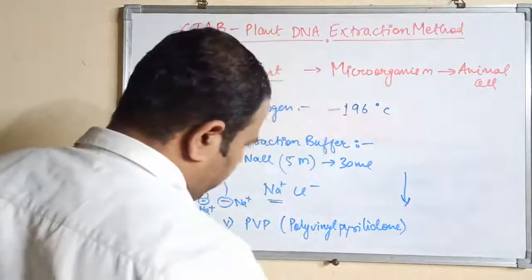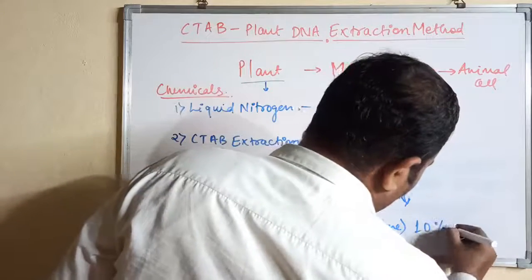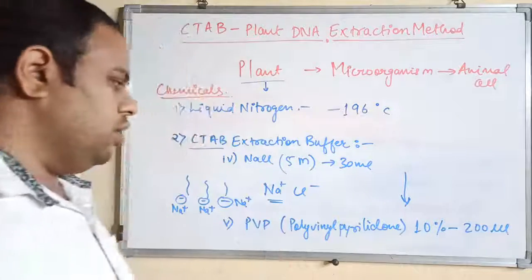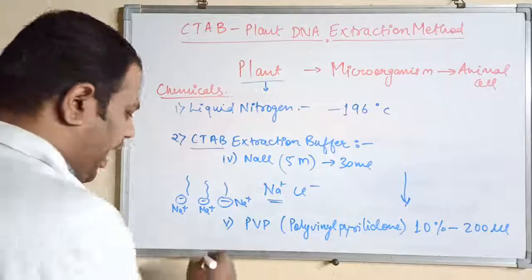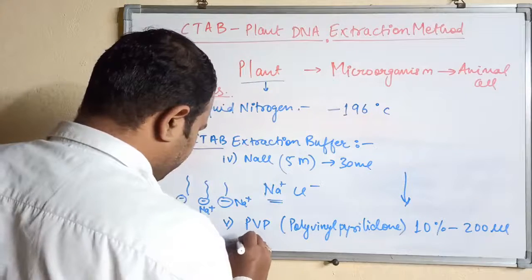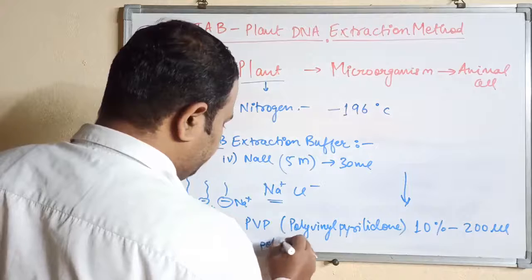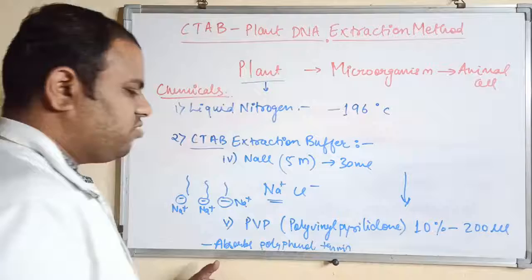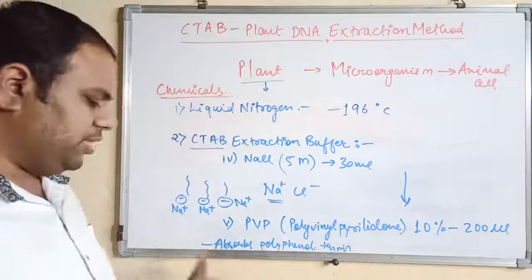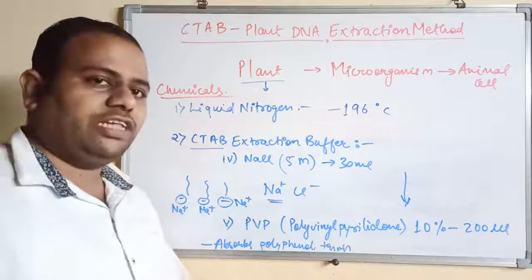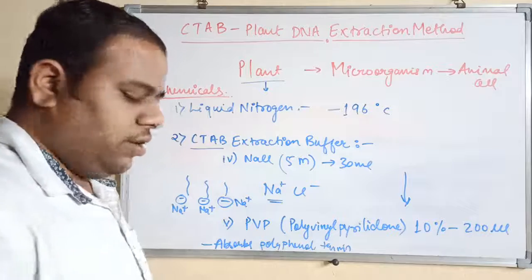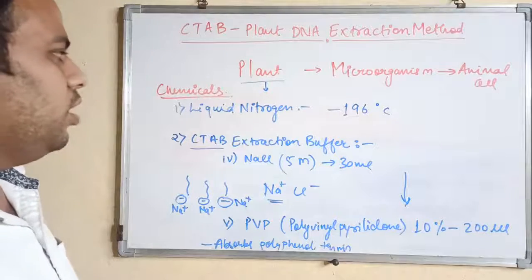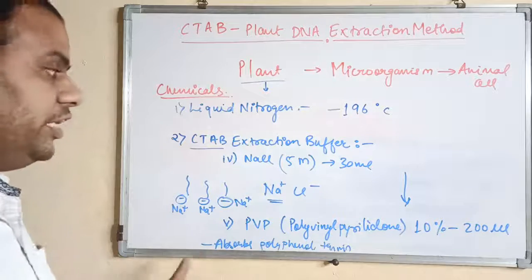Okay, so polyvinyl pyrrolidone, we require this in 10% concentration. Out of this 10%, we require 200 microliter in our solution. So what does this PVP do here? It absorbs all the polyphenols, tannins, etc. Whatever extra secreted polyphenols and tannins are there are absorbed by this PVP, which helps in DNA isolation, and protects our DNA by absorbing all the polyphenols and extracellular components that interfere with the DNA isolation.